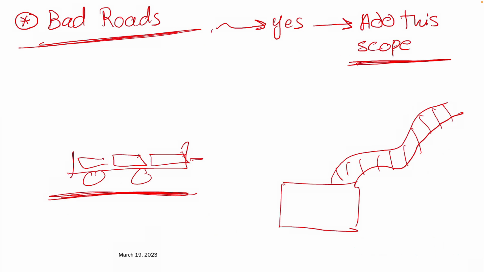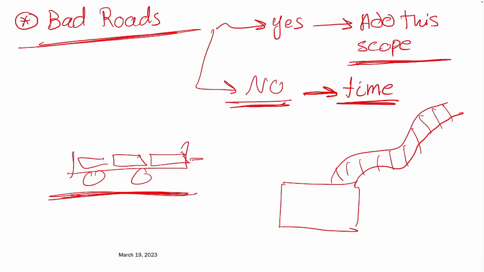So if no, we don't have such a thing, and we cannot enhance the roads because it is an extra cost, then you need to consider the time. We will talk about this point in detail when we come to how to manage the prefabricated construction. But you need to consider the time for delivery and allow additional time for the shipping through these routes.